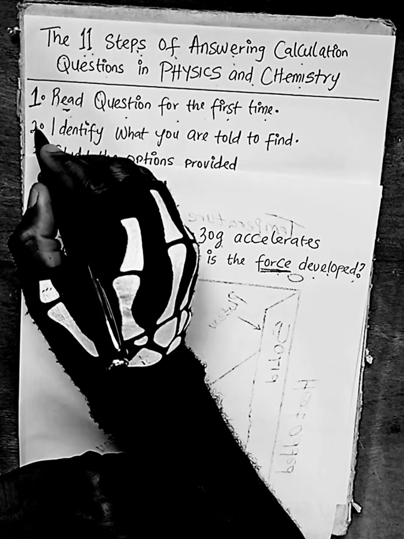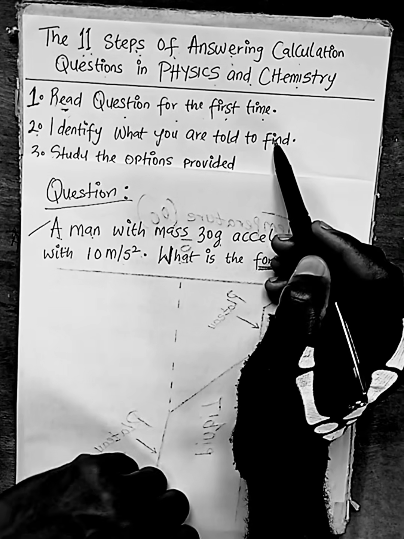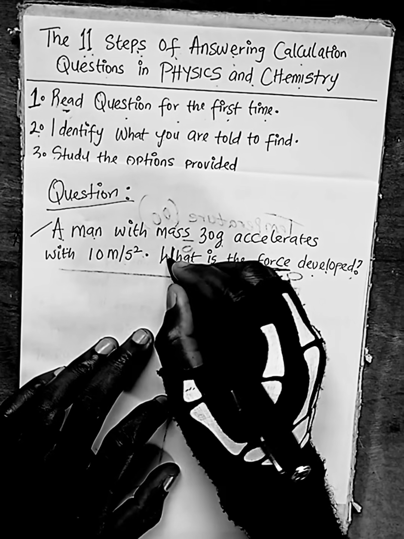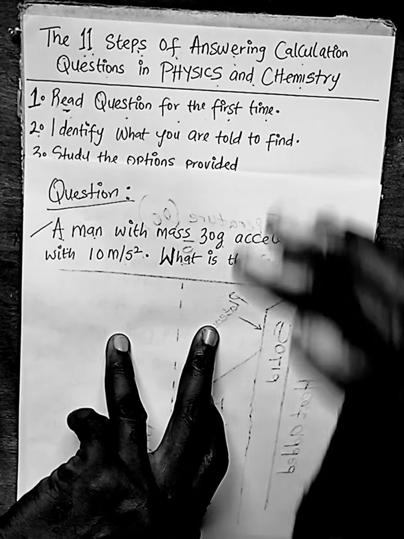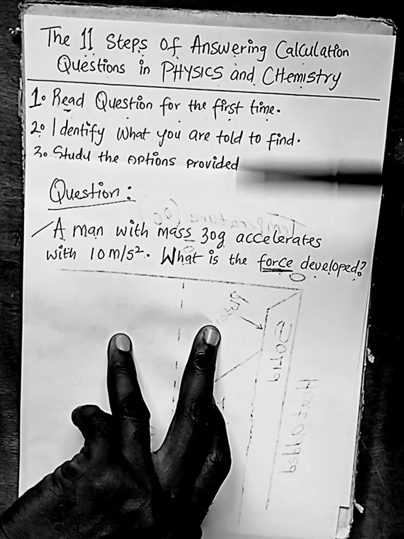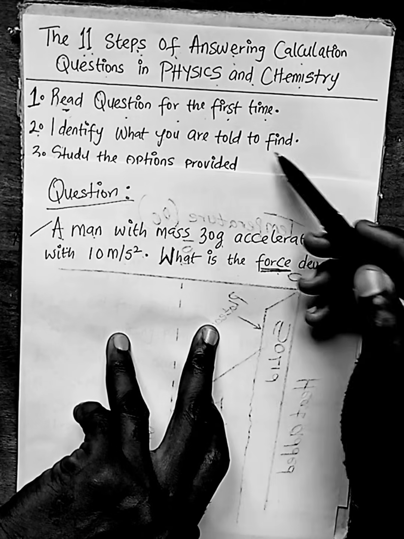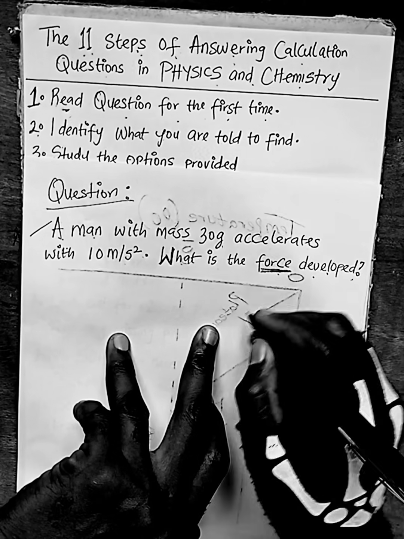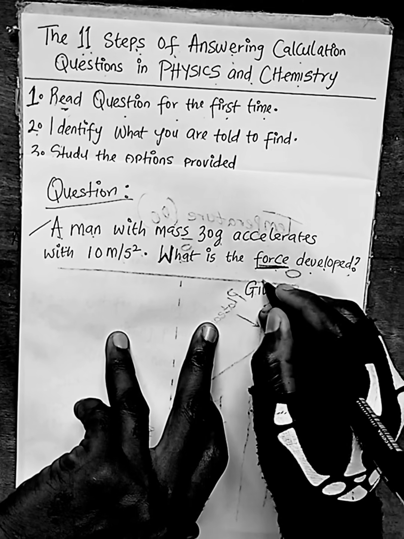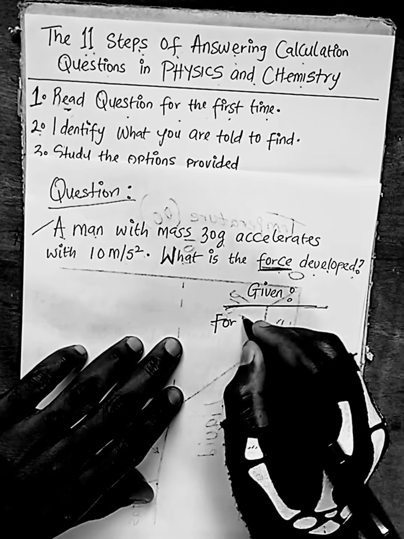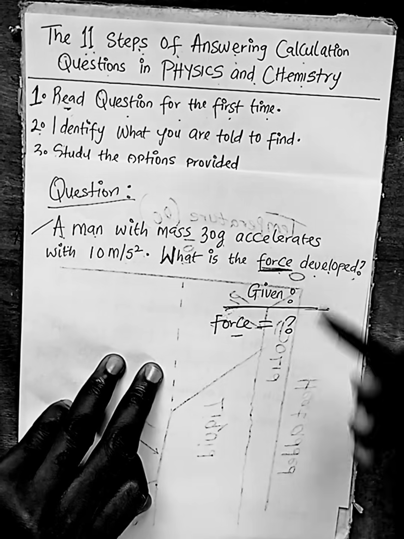We move over to the second step of answering calculations in physics and chemistry. The second step is identify what you are told to find. As we have read the question very fast for the first time, remember you are going to read this question 2 times. You read it the first time, and you read it the second time when you are writing out the parameters you were given. Next is to identify what you are asked to find. What are we asked to find in this question? Force. So we write given: force is equal to question mark. That's what they told us to find.